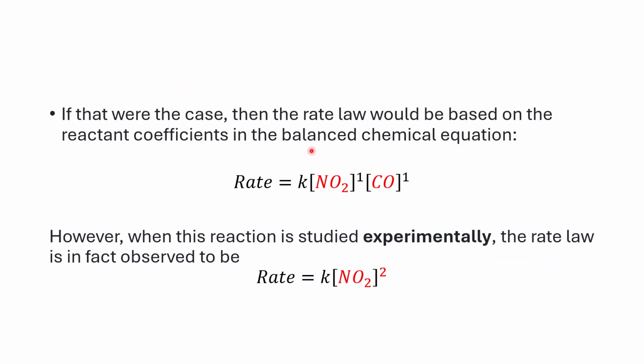If that were the case, then the rate law would be based on the reactant coefficients in the balanced chemical equation, which can be written as rate equals rate constant k multiplied by the concentration of nitrogen dioxide to the order of 1, multiplied by the concentration of carbon monoxide to the power of 1. However, when this reaction is studied experimentally, the rate law is in fact observed to be rate equals k, the rate constant, multiplied by nitrogen dioxide to the order of 2.